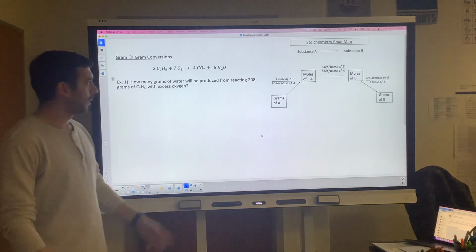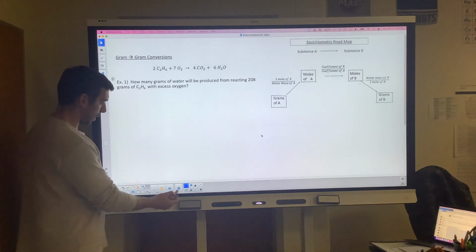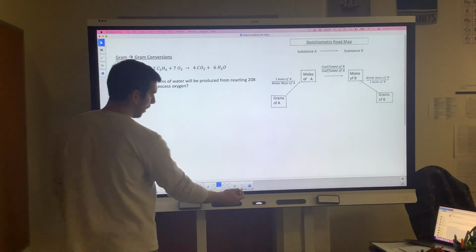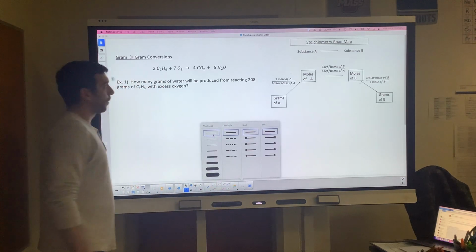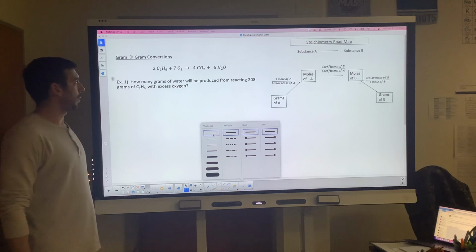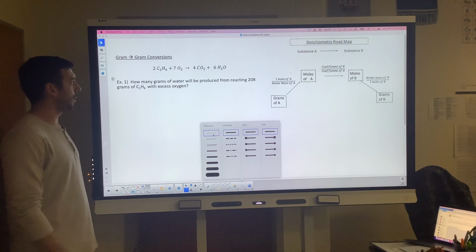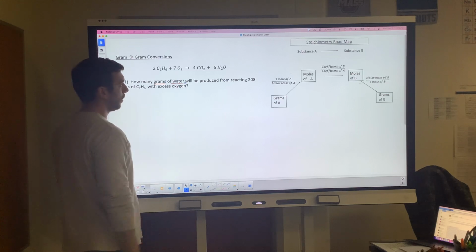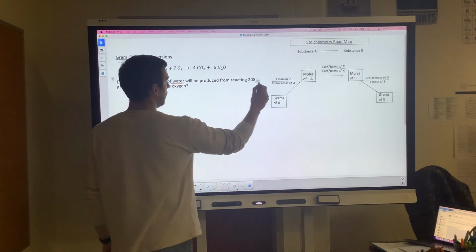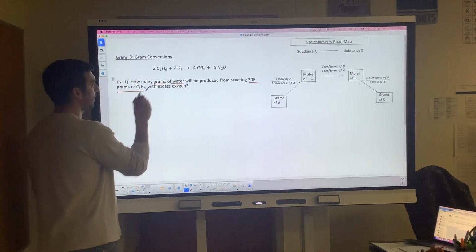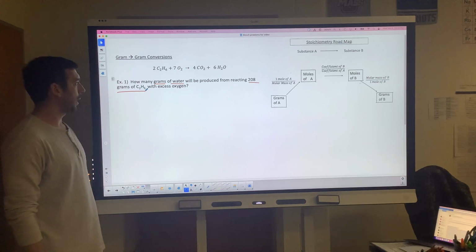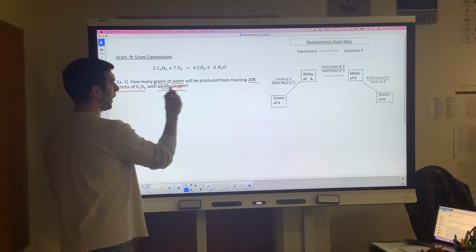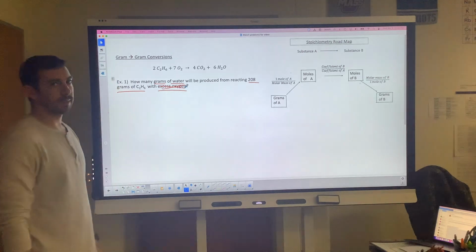Let's jump right into it and start the same way we've been starting, which is labeling our word problem and our chemical equation. The word problem says how many grams of water will be produced from reacting 208 grams of dicarbon hexahydride with excess oxygen. Remember, excess means we ignore it, so we'll cross that part out.